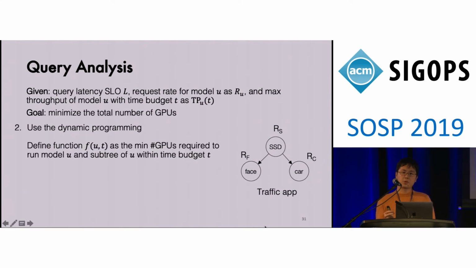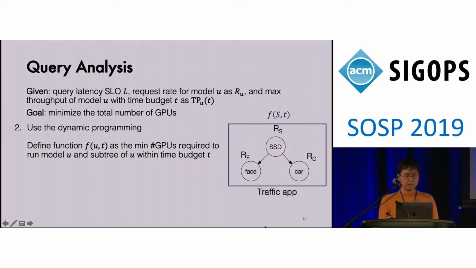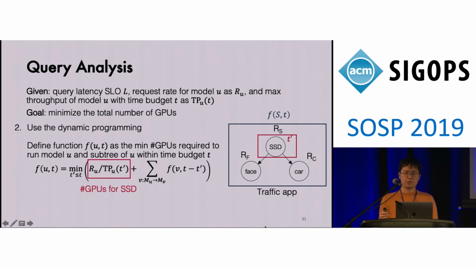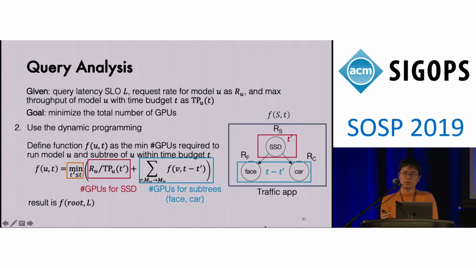And second, we use dynamic programming to solve this problem. We define the function f as the minimum number of GPUs required to run the model U and its subtree given a time budget. For example, f(S, T) here indicates the minimum number of GPUs we need for this query. And to compute this function f, we split the latency budget T into two parts. The T prime is allocated for the root node, here it's SSD, and we compute the minimum number of GPUs for the root node. And second, we also accumulate the minimum number of GPUs for the subtree given the time budget T minus T prime. And we iterate over all the different possibilities for splitting and then take the minimum as the output. And our final result is the f function given the root node and the query latency L.